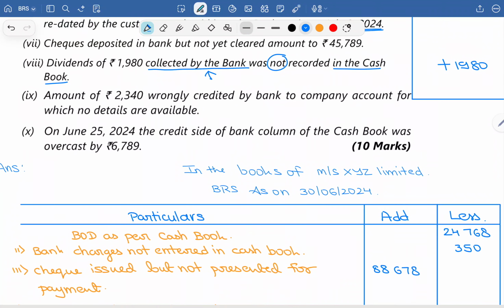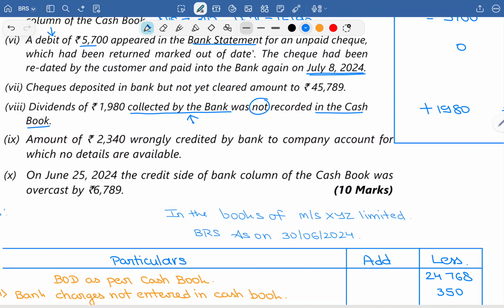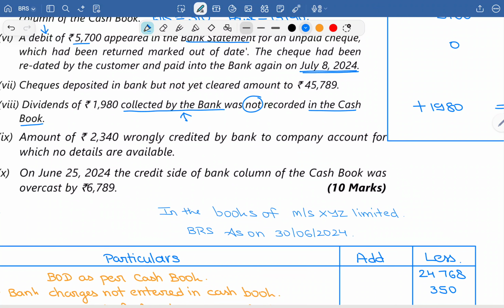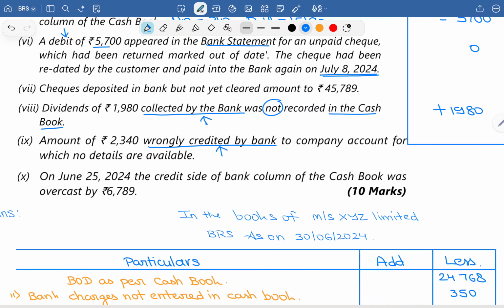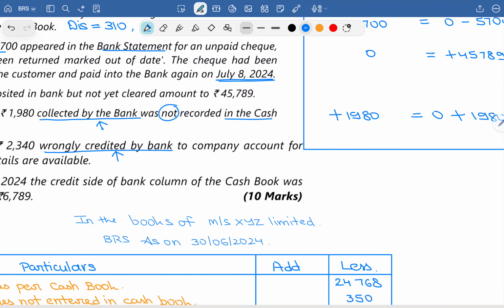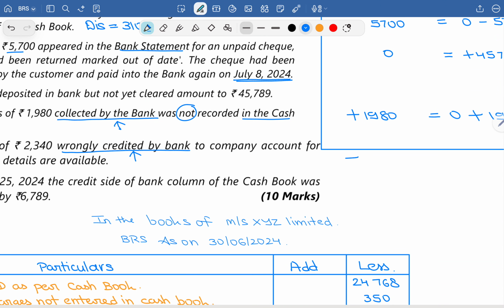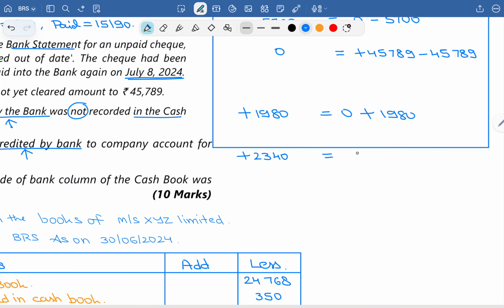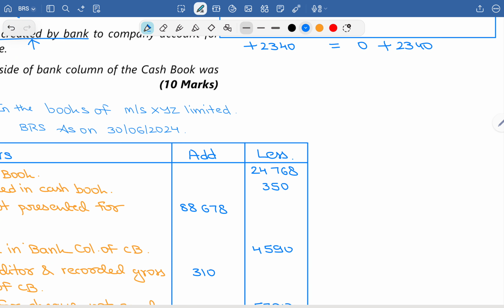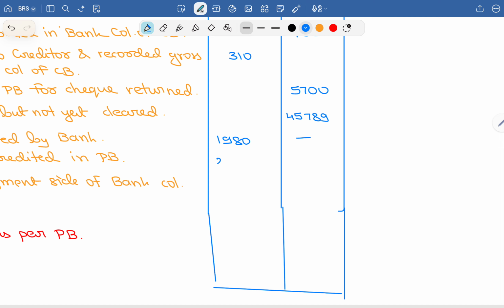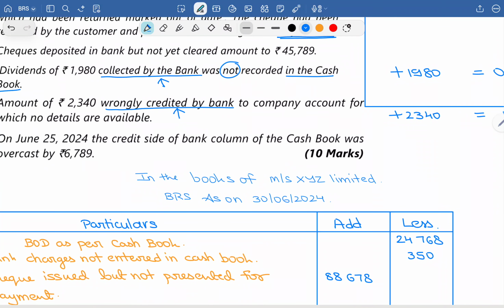Next. Amount of rupees 2,340 wrongly credited by the bank to the company account for which no details were available. When it is credited, my passbook balance will increase. So in the passbook there is a plus 2,340. In the cash book there is no increase. It is still 0. So we have to add back 2340. So plus 2340.